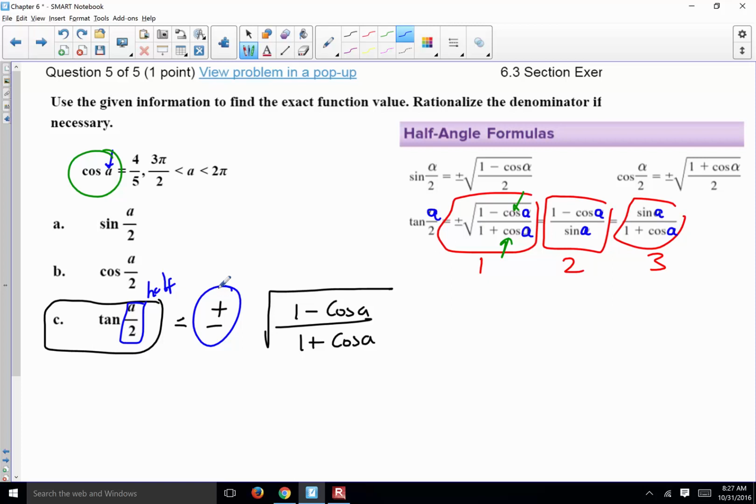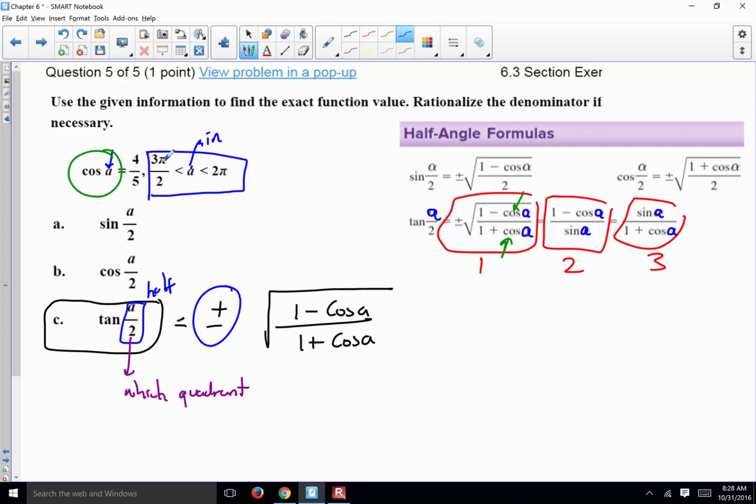And this is a tough one. First, which quadrant is a over 2? Which quadrant? Is it given which quadrant a is? No. Wow, what a mess. They have only given us this. What does this say? This says a is in which quadrant?